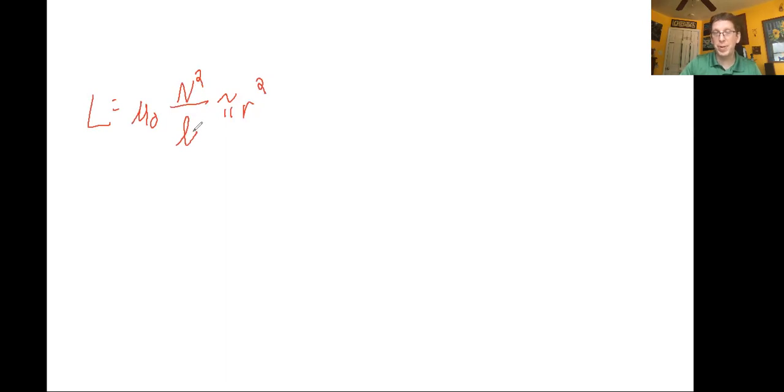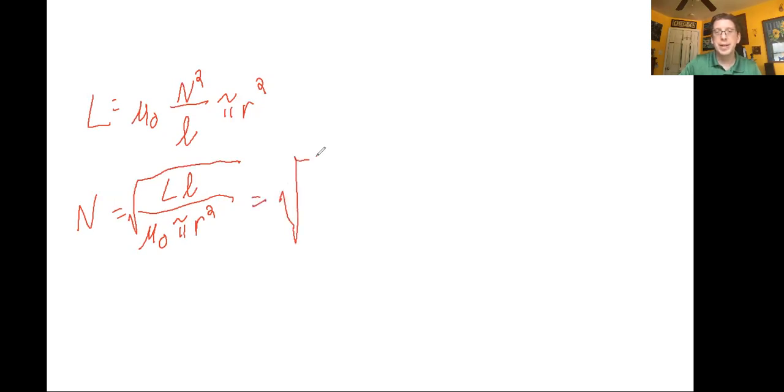So we multiply both sides by script L. So we have capital L times script L. And then in the denominator, that's mu naught pi r squared. So you divide both sides by mu naught pi r squared. And here you notice it's N squared, not simply N. So you're going to need to take the square root to get the total number of turns in the coil. So let's plug the values in and see what we get.